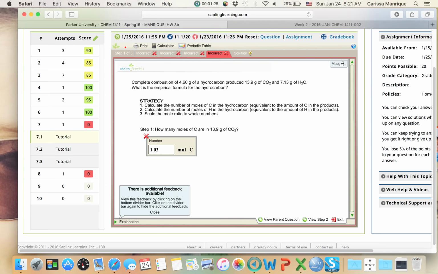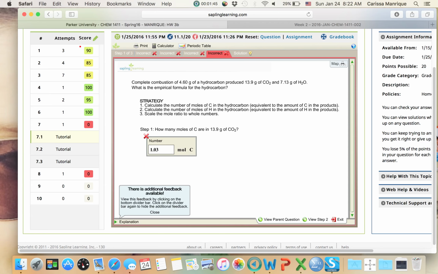Anyway, they weren't very clear on that. I want to make sure you know that. It's not important for the problem, it's just more important for understanding. Okay, so we need to find the empirical formula. We need to find what this hydrocarbon is. This is the data I'm going to use right here, 13.9 and 7.13.